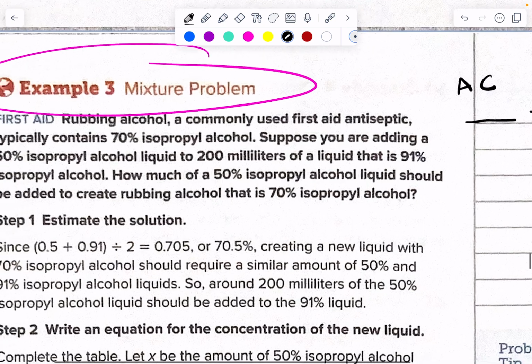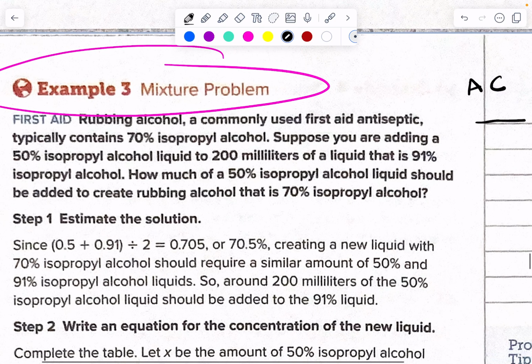All right. Okay, rubbing alcohol, a commonly used first aid antiseptic, typically contains 70% isopropyl alcohol. Suppose you are adding 50% isopropyl alcohol liquid to 200 milliliters of a liquid that is 91% alcohol. Woo! 91% alcohol. That probably is going to burn a little bit if you put it on a boo-boo, right? Not going to be fun. So that's why we're diluting it down. We're adding the 50% to dilute it down to 70%.